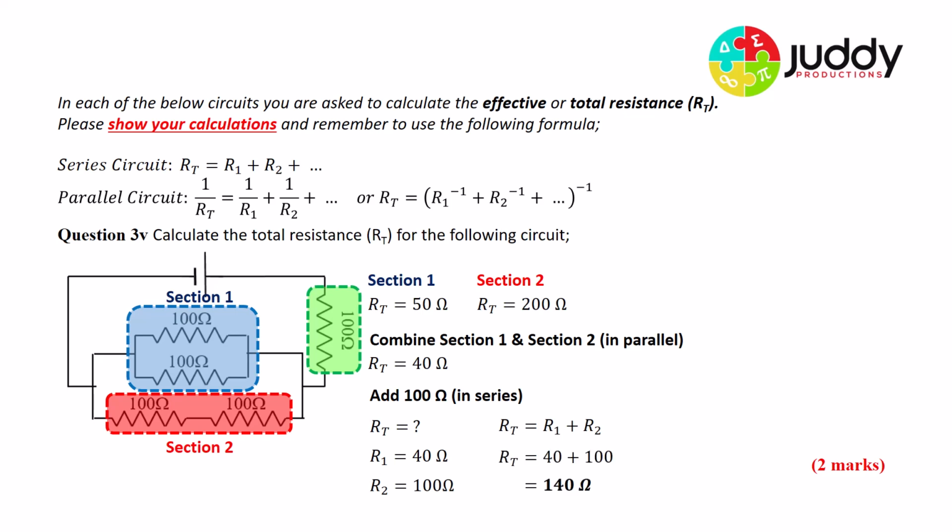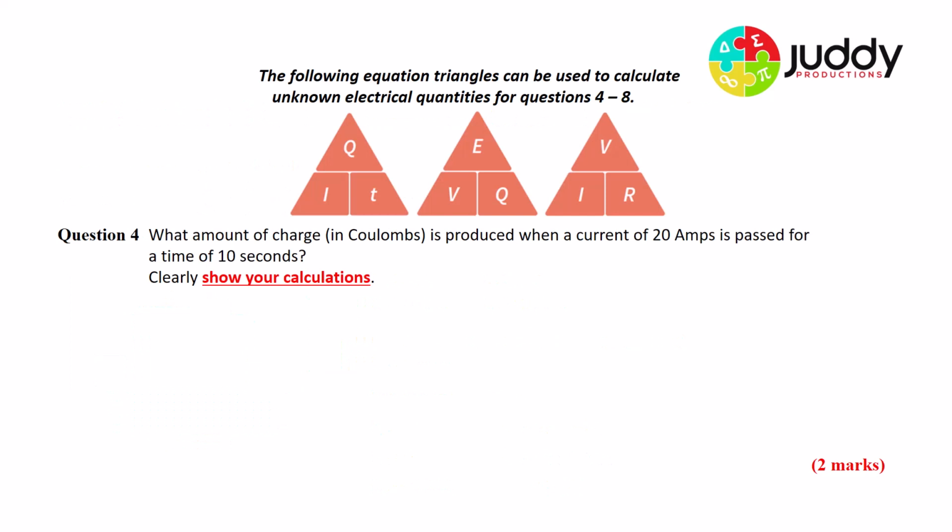The following equation triangles can be used to calculate unknown electrical quantities for questions 4 to 8. So our first triangle, shown on the left, is Q, I, and T: charge, current, and time. Our second triangle in the middle is E, V, and Q: energy, voltage, and charge. And our third triangle on the right-hand side is V, I, and R: voltage, current, and resistance.